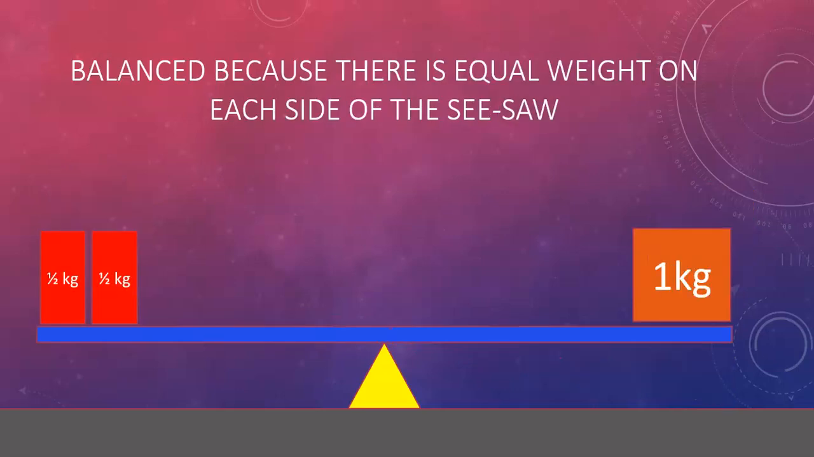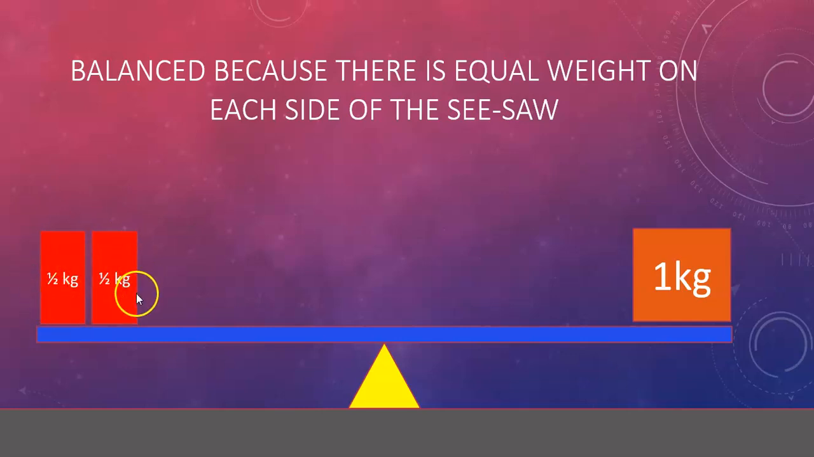This seesaw is balanced. It is balanced because there is an equal weight on each side of the seesaw. On the right-hand side, we have 1 orange block, which is equal to 1 kg or 1 kilogram. On the left-hand side, we have 2 red blocks.